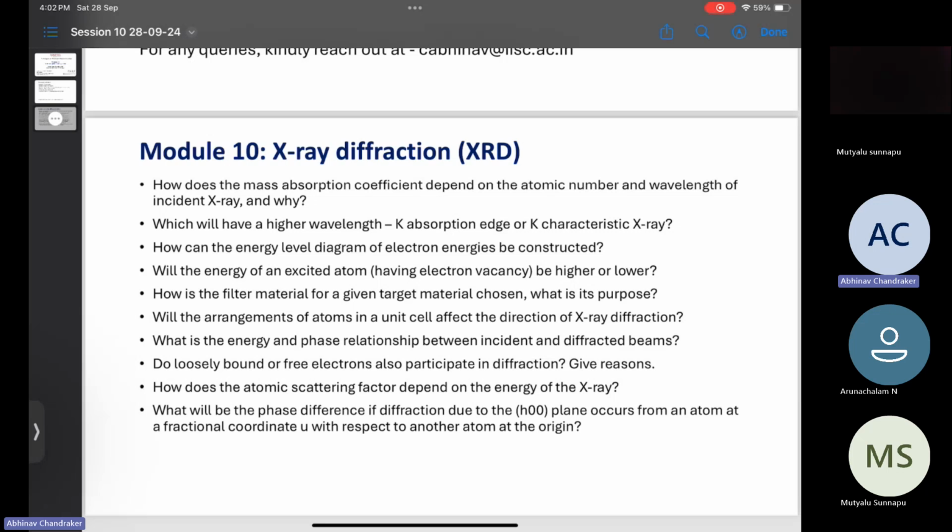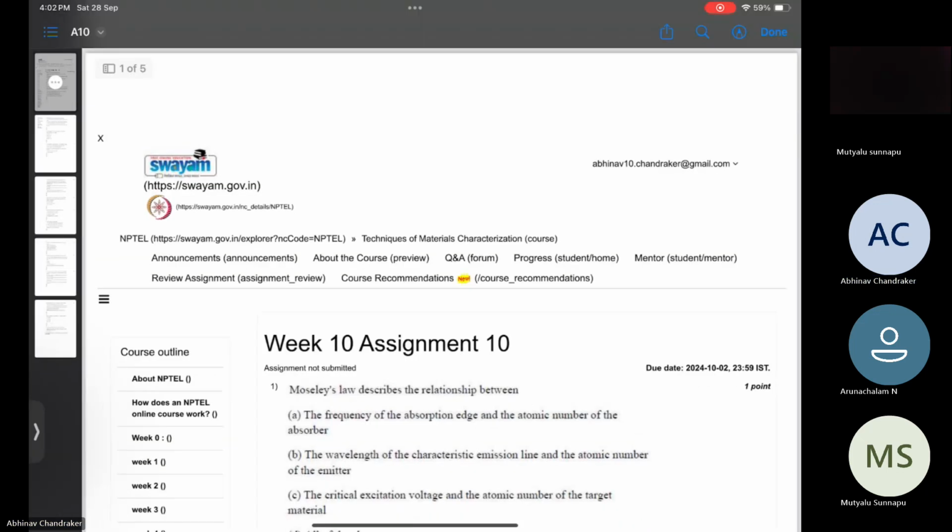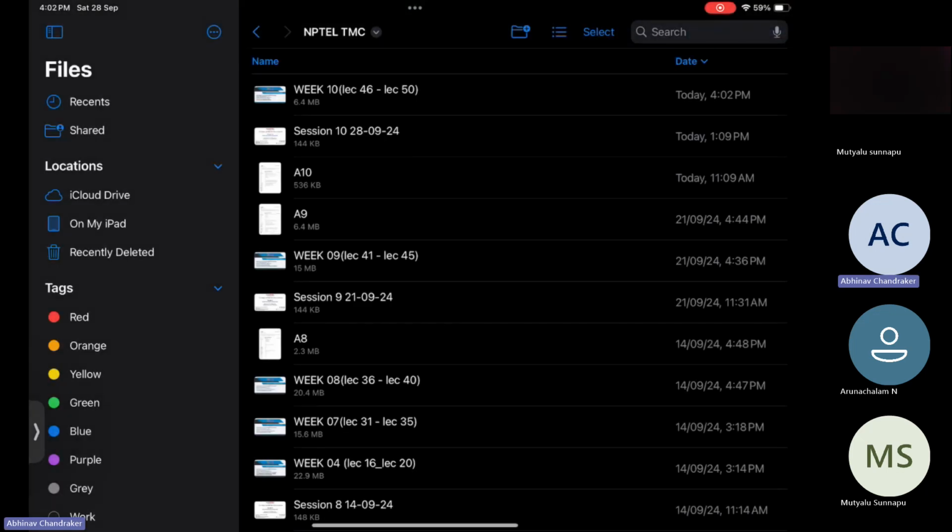These are some questions you can answer after this session. This is the assignment. If there are no questions, let's take a 10-minute break, and then we'll start with the assignment at 4:10 p.m.